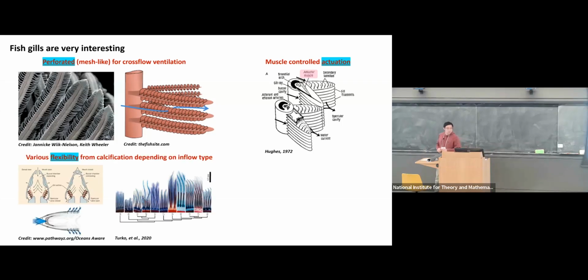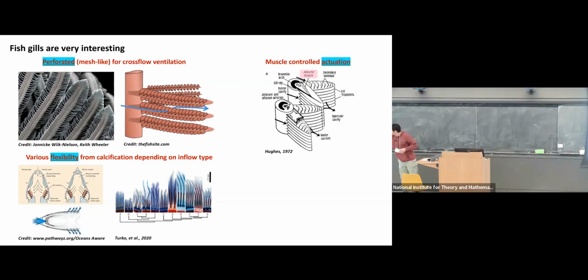And then more interestingly, these structures, especially the primary lamella, have flexibility. And the flexibility depends on the inflow mechanism. So in general, fish have two inflow mechanisms. The first one on the top is called orbicular pumping. They use this periodic motion of the gill covers to create oscillatory pressure differences to draw water in from their mouth and then expel it from the gill slits.